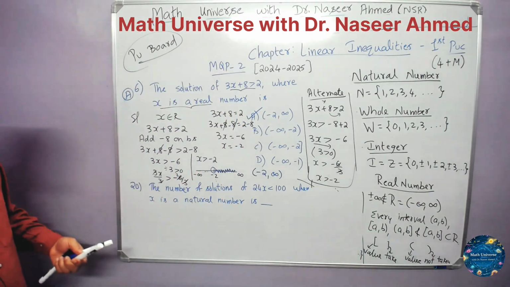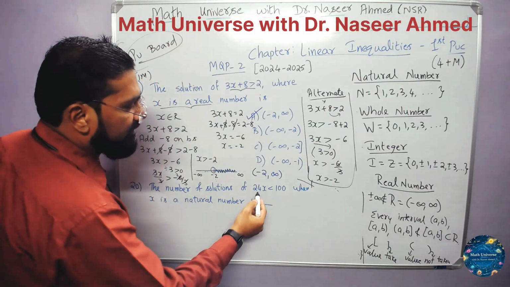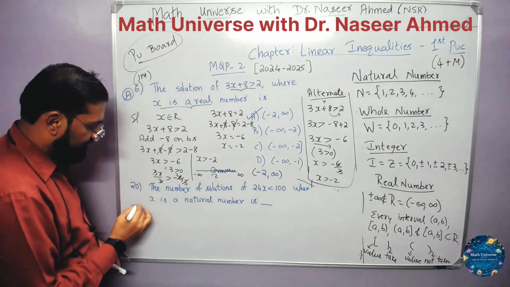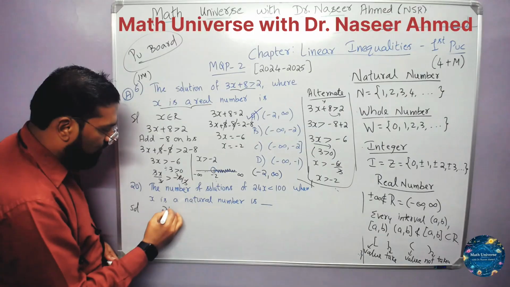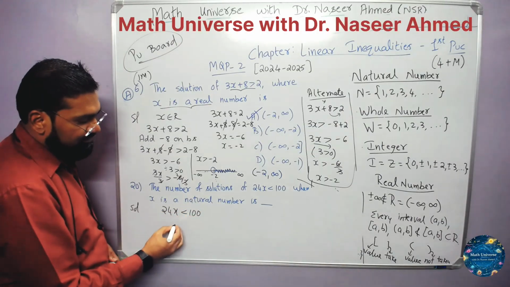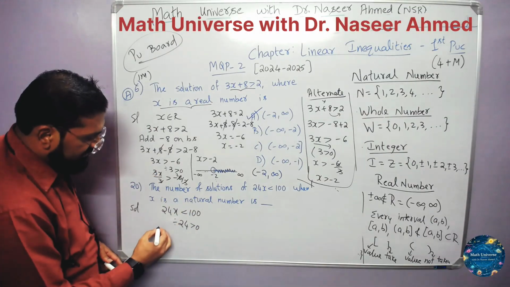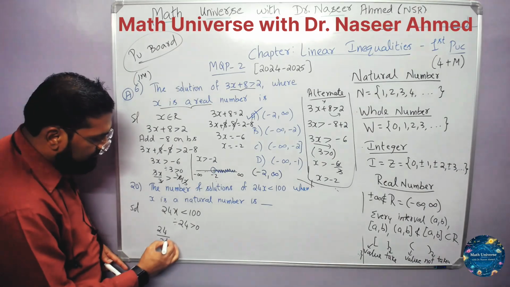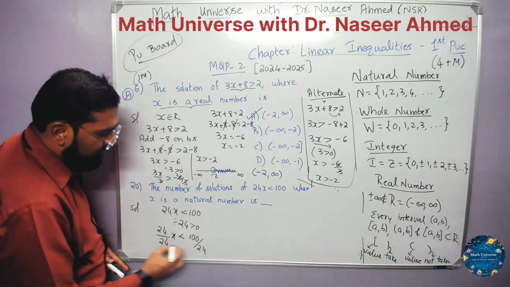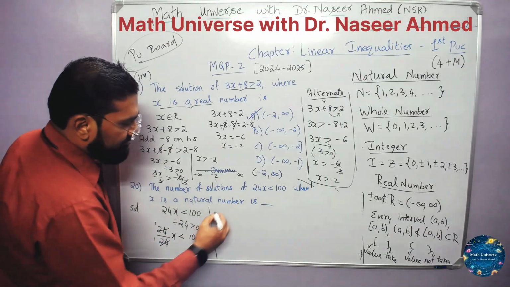Fill in the blanks. Anyway, this was a 1 marker question. Coming to fill in the blanks: the number of solutions of 24x less than 100, when x is a natural number, is blank. So let's take this, 24x less than 100. Since x is multiplied by 24, you can divide by 24. 24 being positive, the inequality will not change. So 24x by 24 is less than 100 by 24. 24 ones are 24, so 1 by 1 is 1, and 1 into x is x.